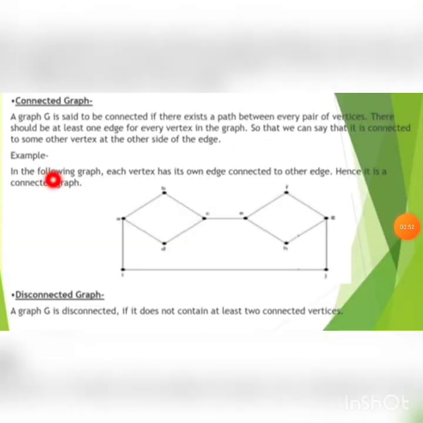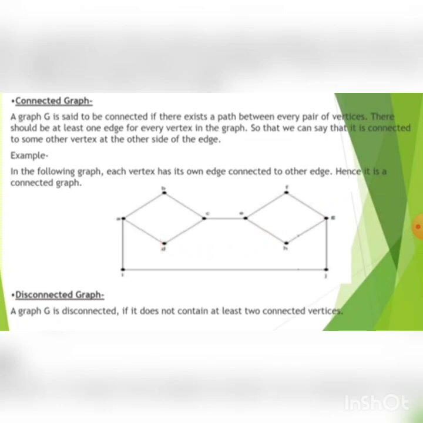Connected graph. A graph G is said to be connected if there exists a path between every pair of vertices. There should be at least one edge for every vertex in the graph, so that we can say that it is connected to some other vertex at the other side of the edge. In the following graph, each vertex has its own edge connected to another vertex. Hence, it is a connected graph.